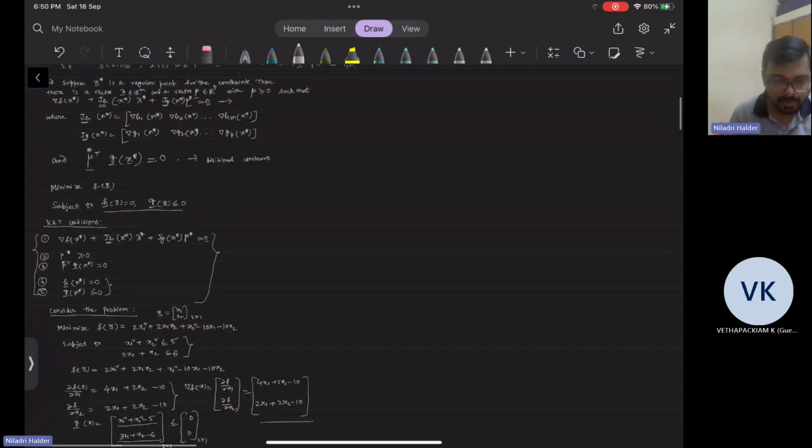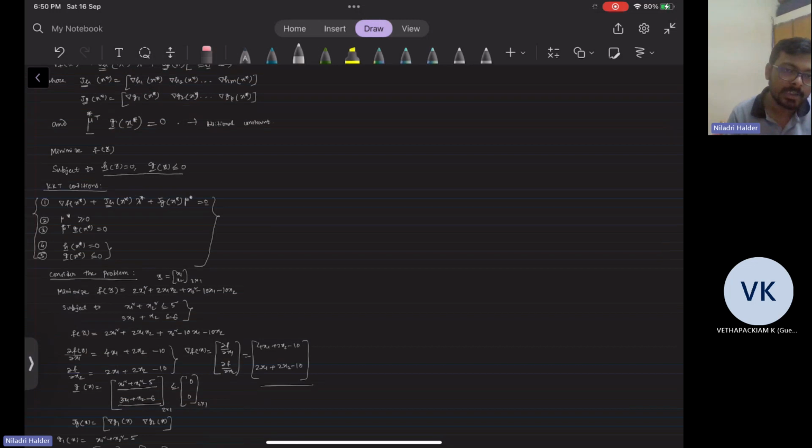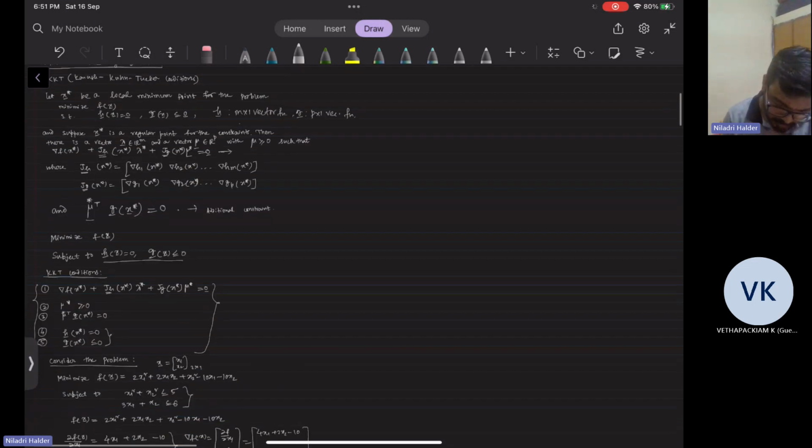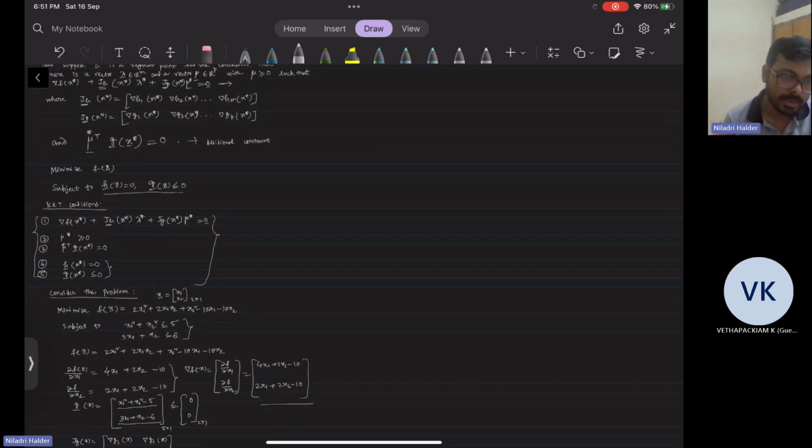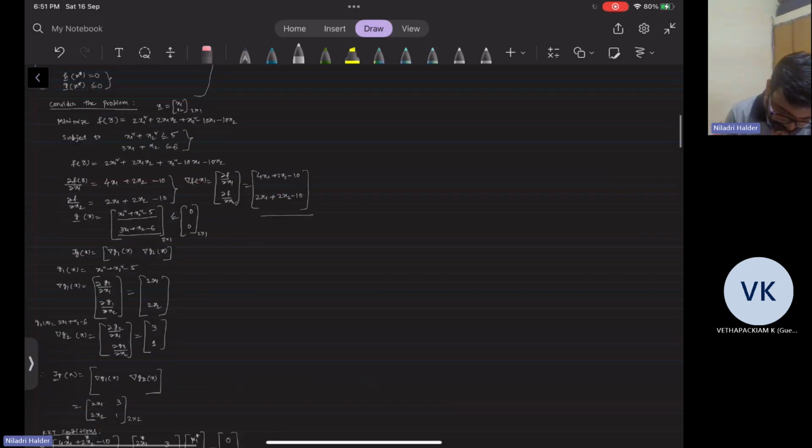For the inequality constraints, we have 5 conditions. These 5 conditions are necessary. All those other things you can omit. Just 5 equations, 5 conditions, the KKT conditions. Those are useful everywhere.